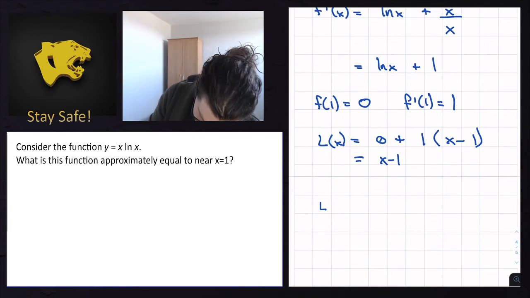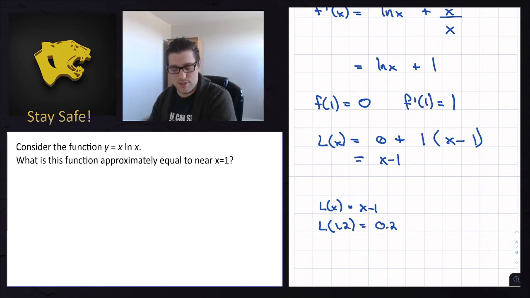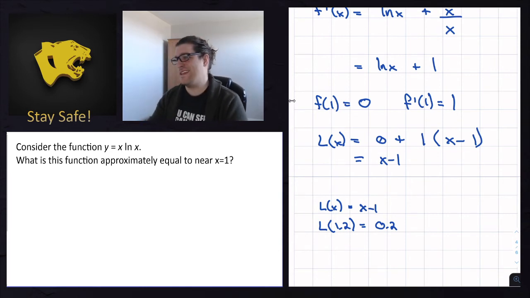So the linearization is super easy to evaluate. We just have L of x is equal to x minus 1. So L of 1.2 is equal to 0.2, and that's all there is to it. So you put in the 1.2, subtract 1, get 0.2. Great. All right, let's see how close that actually is.